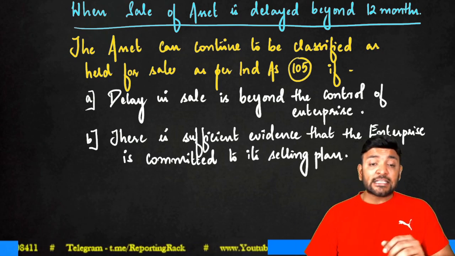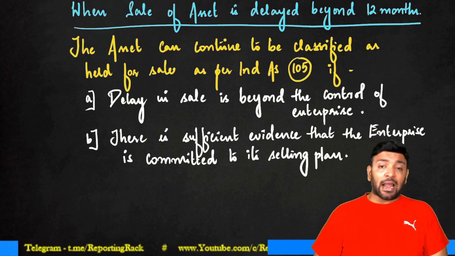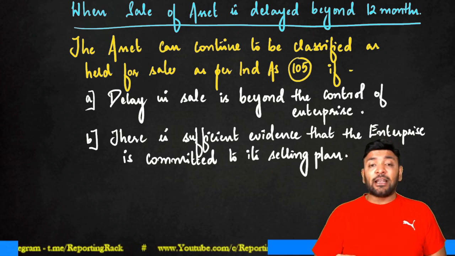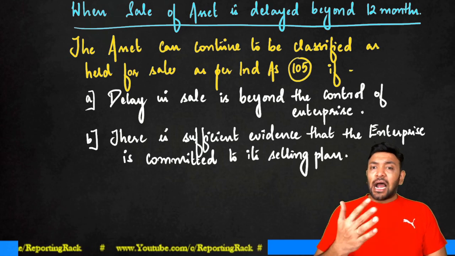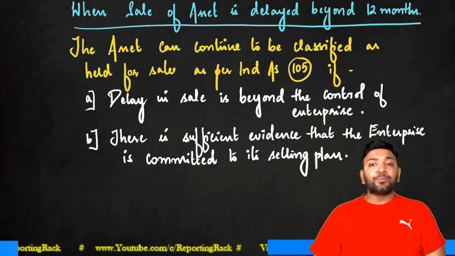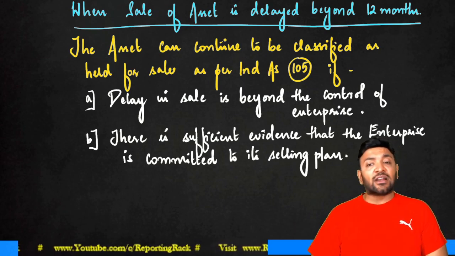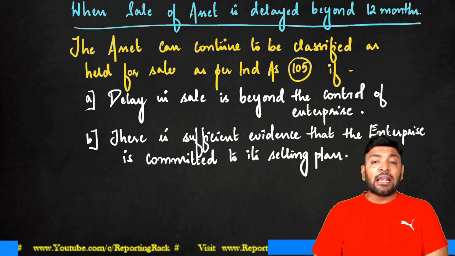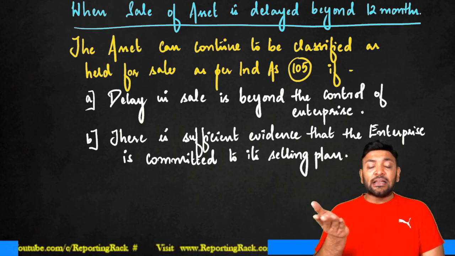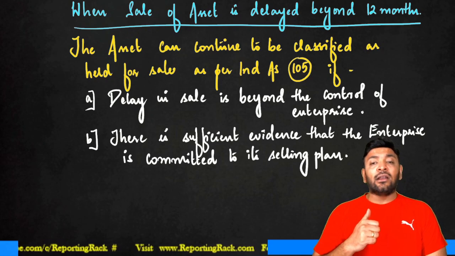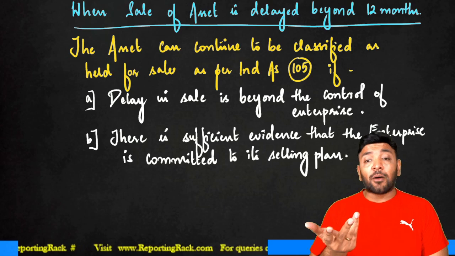The enterprise is still committed to its selling plan. I have no plan to withdraw from it, and I have sufficient evidence for it. What is the evidence? I displayed an advertisement recently, sir. Two days back also there was an advertisement which has been again played out for selling the asset. You look at what is a fair value. I've brought down the price of the asset to its fair value because I expected the sale might occur very soon.